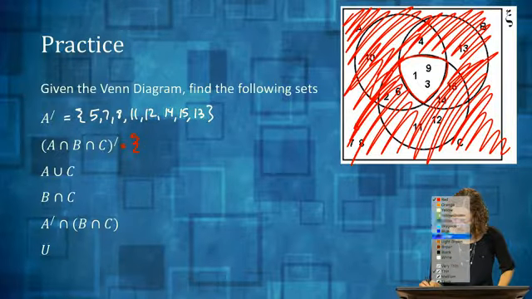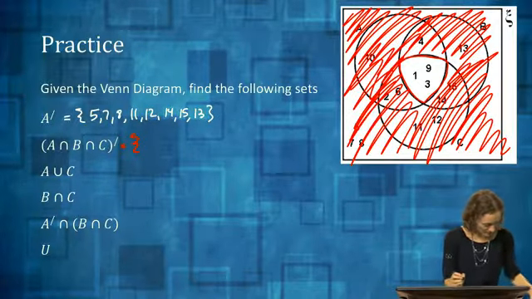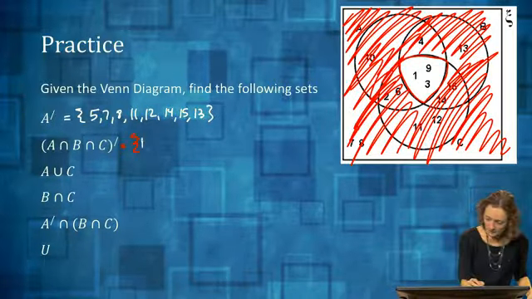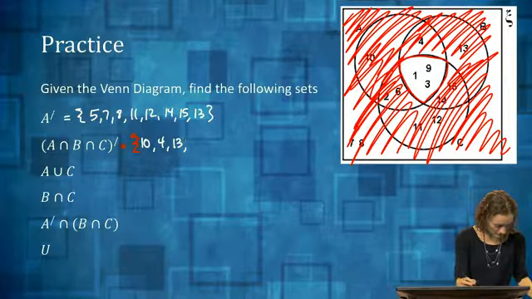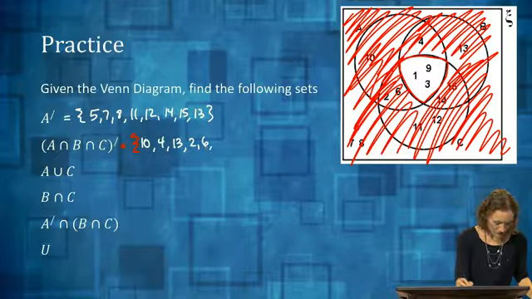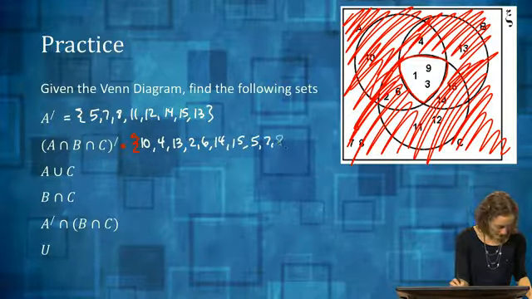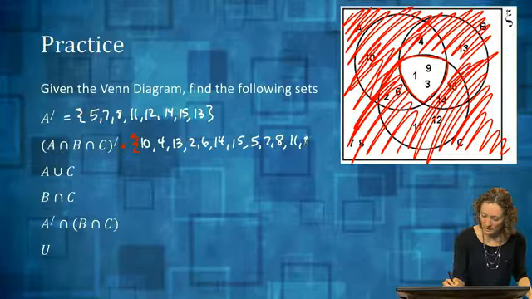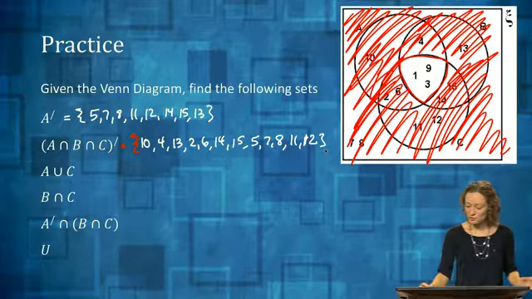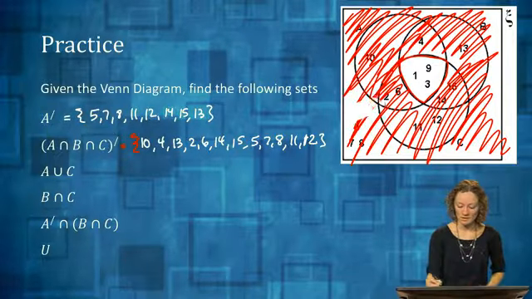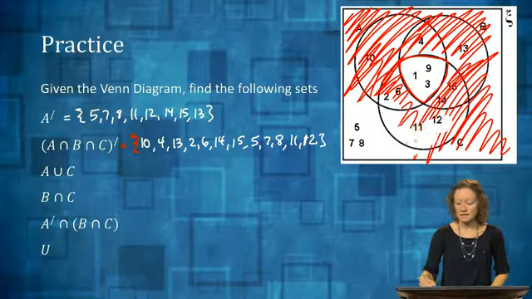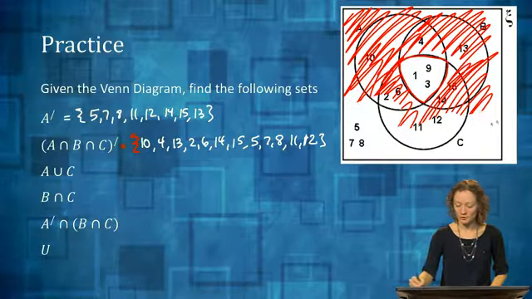So it looks like we want 10, 4, 13, 2, 6, 14, 15, 5, 7, 8, 11, 12. And as usual, you can write these numbers, these elements, in whatever order you want to. It doesn't have to be the order that I list them. It doesn't have to be numerical order.